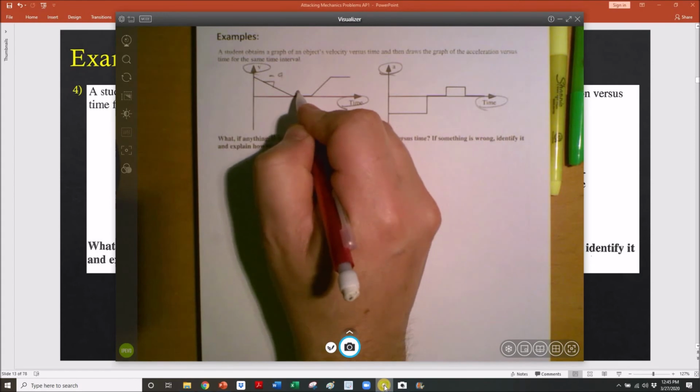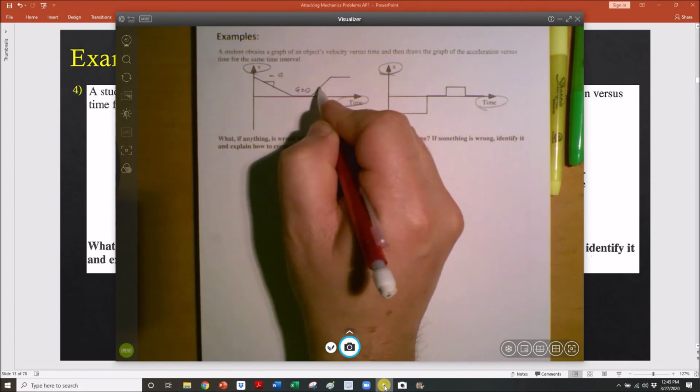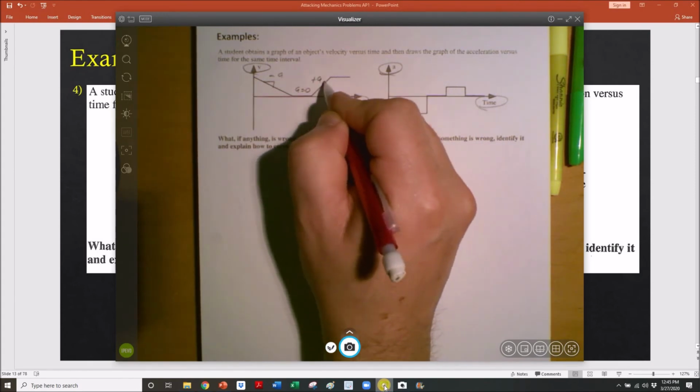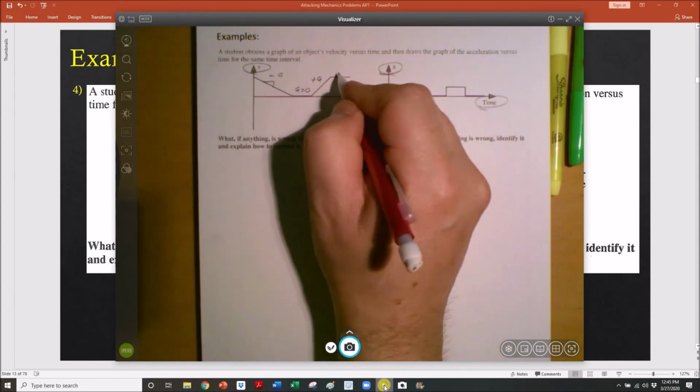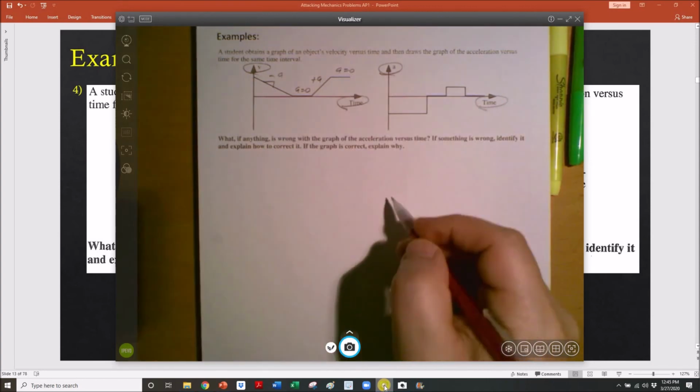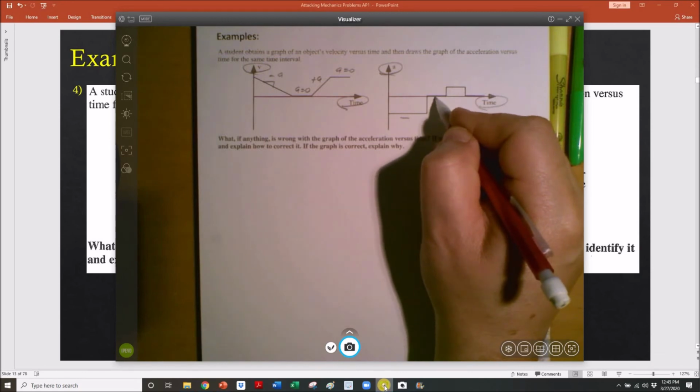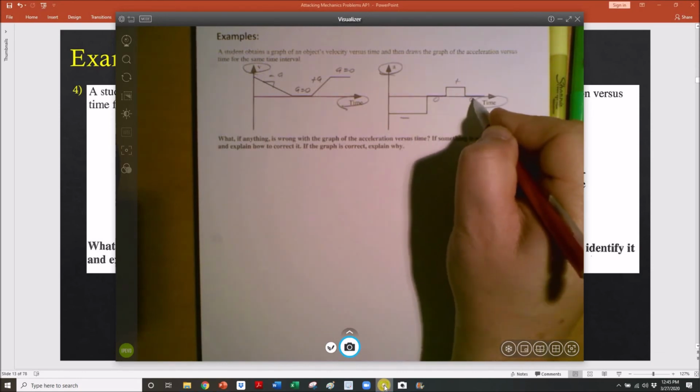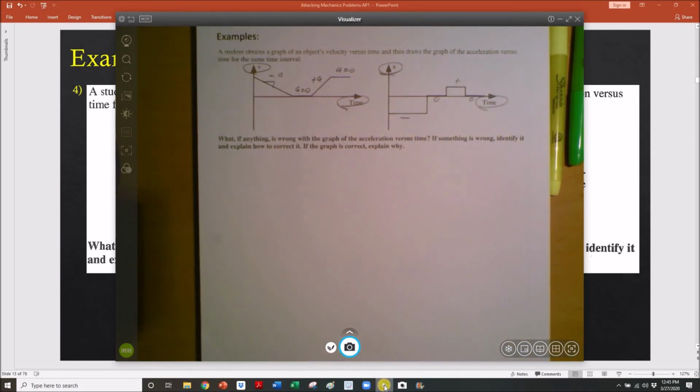This has 0 slope, so the acceleration is 0. This has a positive acceleration from here to here. And this has a 0 acceleration again. So let's see. Negative, 0, positive, 0. So it looks great, right? Well, there's one subtle problem.